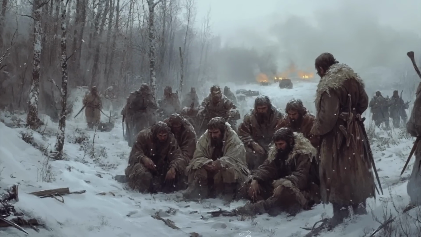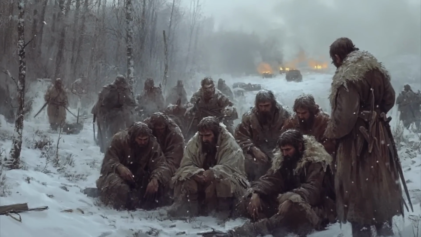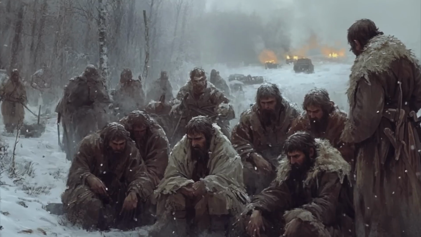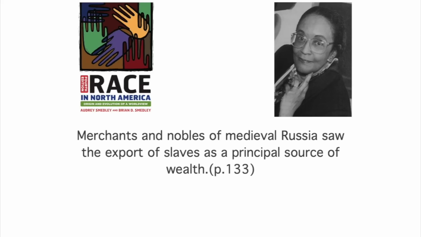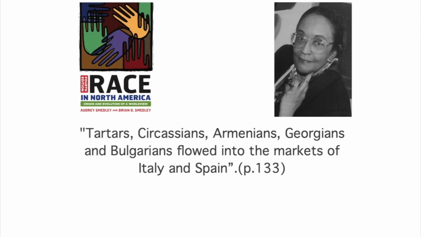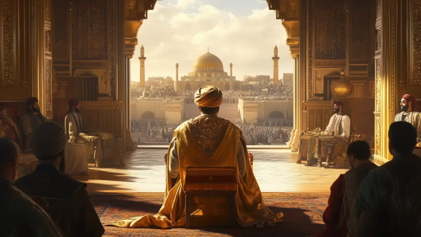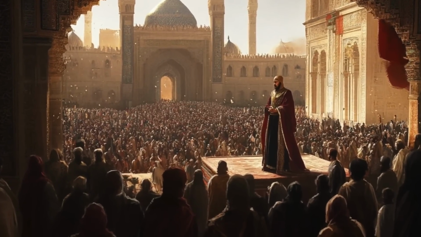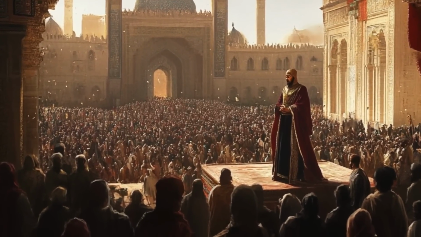Davis tells us that Swedish merchants traded captive Russians down the Volga and Dnieper river valleys along with furs and wax. Merchants and nobles of medieval Russia saw the export of slaves as the principal source of wealth. Men from Genoa and Venice established slave trading posts in ports along the Black Sea where they did a thriving business. Tartars, Circassians, Armenians, Georgians, and Bulgarians flowed into the markets of Italy and Spain. At the height of the Muslim Empire, some of the caliphs of Baghdad, the political and religious center of the Islamic world from the 8th to the 13th centuries, were importing tens of thousands of slaves, many from Spain and a few even from the Far East.